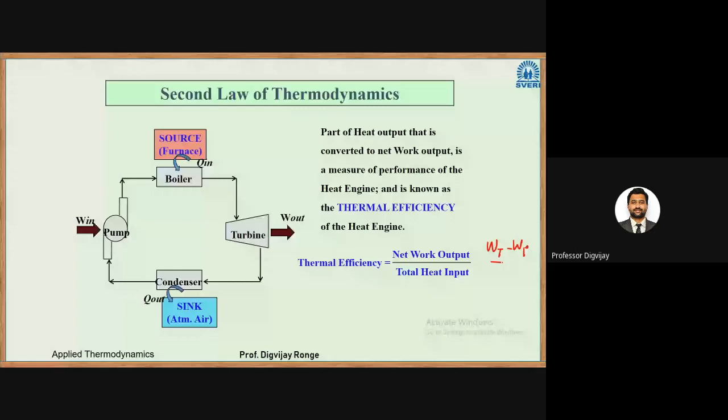I hope this diagram is very familiar to you. This is for the steam power plant. In the boiler, we get the steam. That steam is supplied to the turbine. We get the work output. Then that steam is passed to the condenser. It is condensed back to water. That water is pumped to the boiler pressure and again supplied to the boiler.